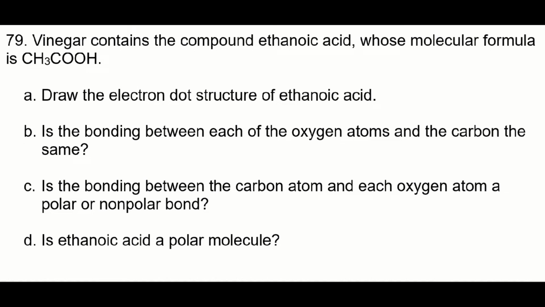Let's draw the Lewis structure for ethanoic acid found in vinegar, also known as acetic acid. We're told we have the molecular formula here, but we're actually given the structural formula. It tells you how these things are connected. When you see a CH3, that is a methyl group, and those are nonpolar.